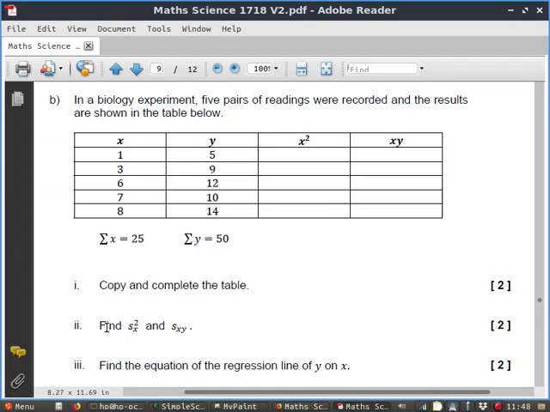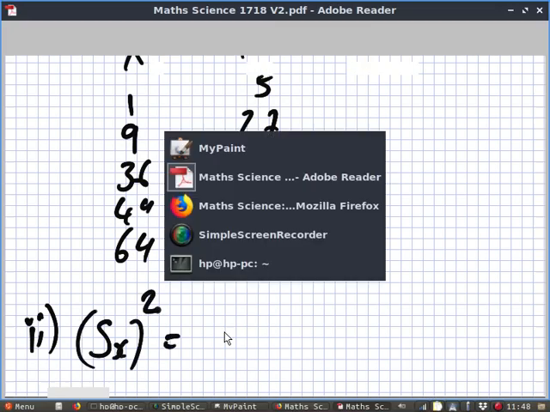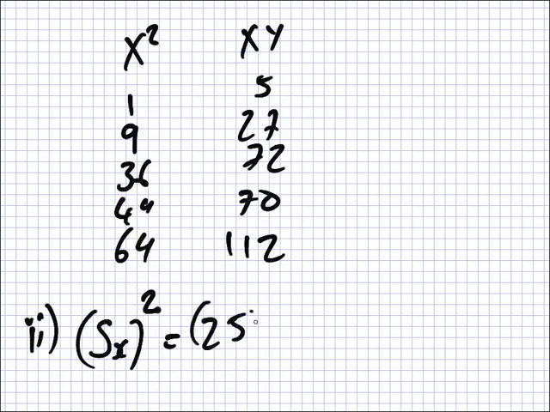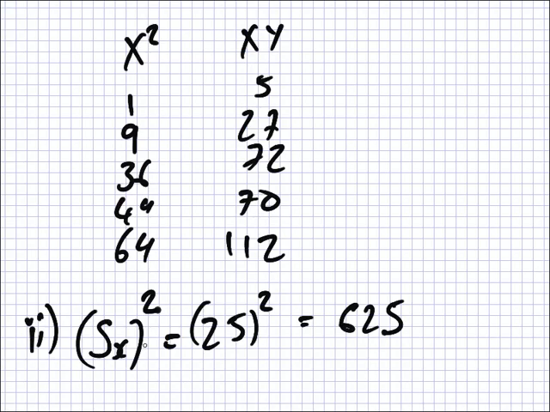Part 2: Sx squared. It means the same thing as that, which is 225 squared, which is 625. The sum of x squared, and the sum of x. Small x, not big X. Oh, it's small x. I apologize.